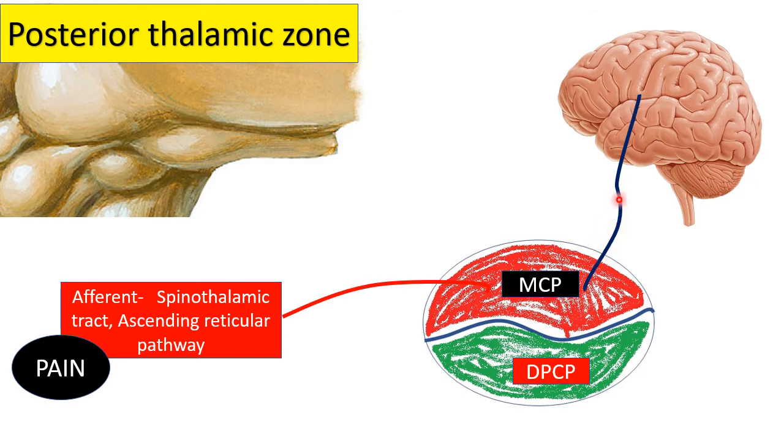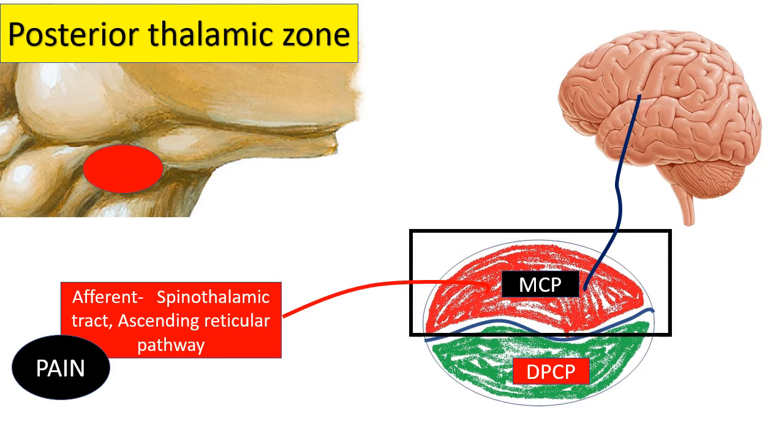Where it is exactly located is just above the posterior ramus of the lateral sylvian fissure. Above the posterior ramus of the lateral sylvian fissure, here we can identify the secondary somatosensory area. That area is connected to this magnocellular part. Okay, the output from the magnocellular part is reaching the secondary somatosensory area. That is about the posterior thalamic zone.